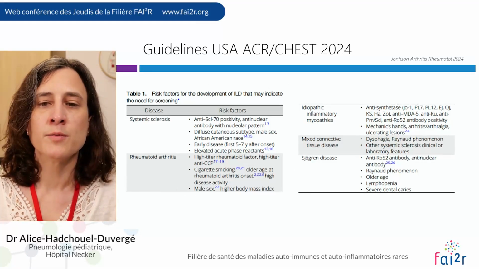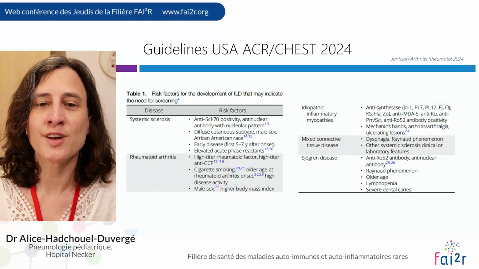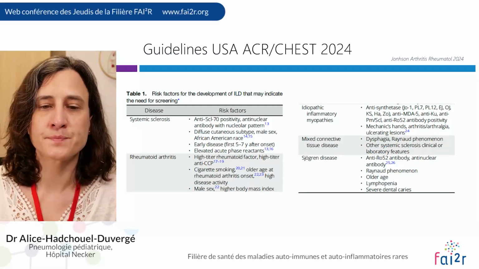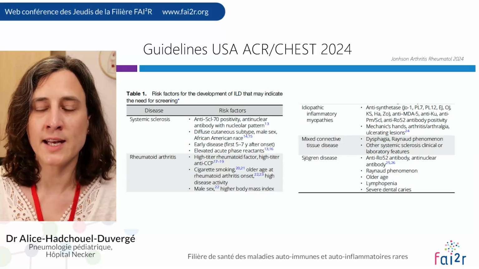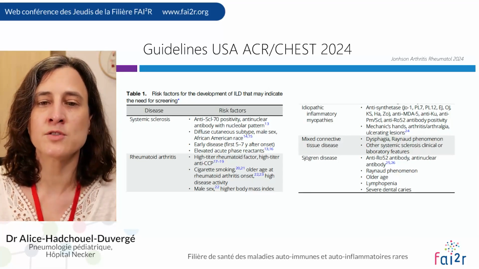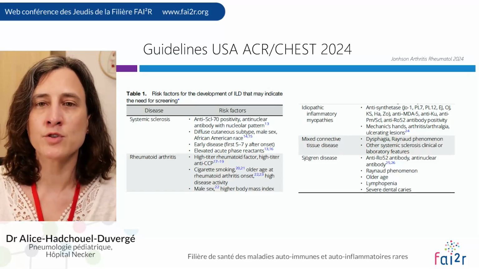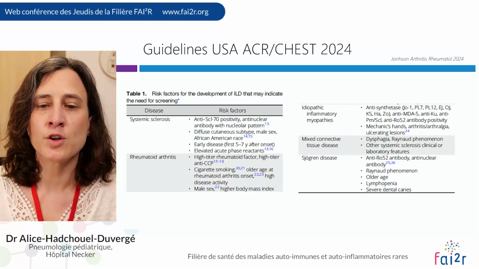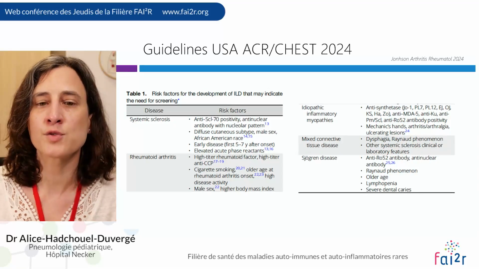Now I will present the international guidelines that were recently published by the ACR and Chest Association. So there are US guidelines, and there are also adult guidelines. It is important to keep in mind that those guidelines are not specific for children, and also that the recommendations are for the majority of them conditional. So in adults, they determine risk factor groups, and the existence of risk factors will determine the frequency and the systematic character of the screening or not.